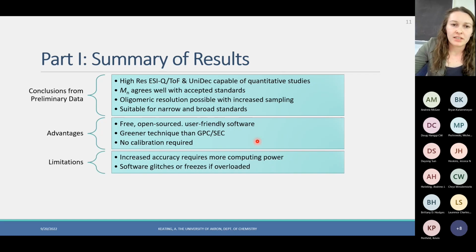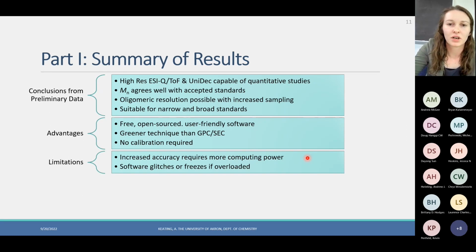Limitations of this are that the software does glitch a little bit if you overload it with too much data at once, and the increased accuracy in your analysis obviously comes from increased computing power, but everything was done on just a typical computer. This isn't supercomputing or anything that's special.